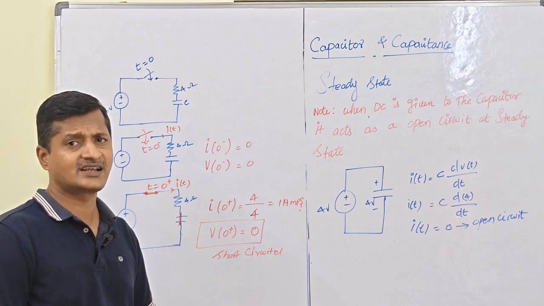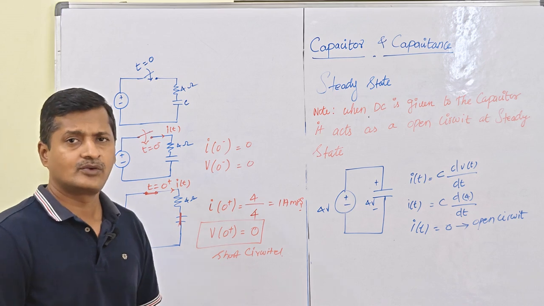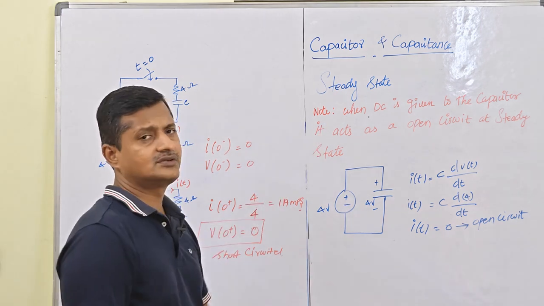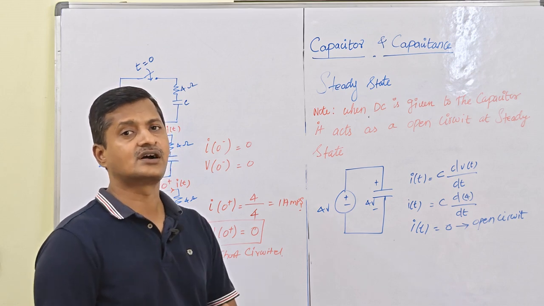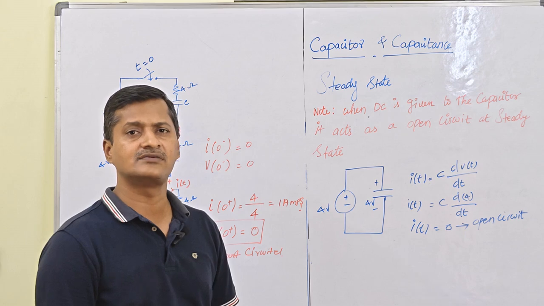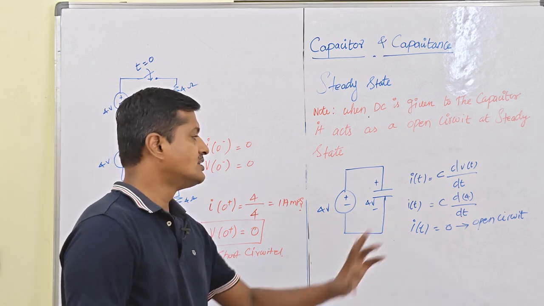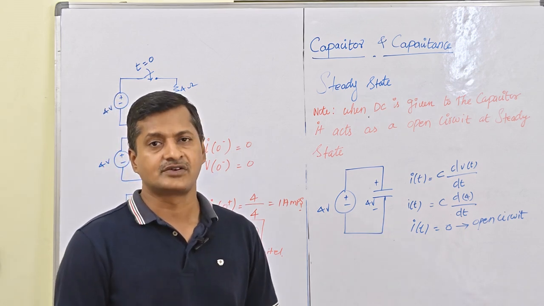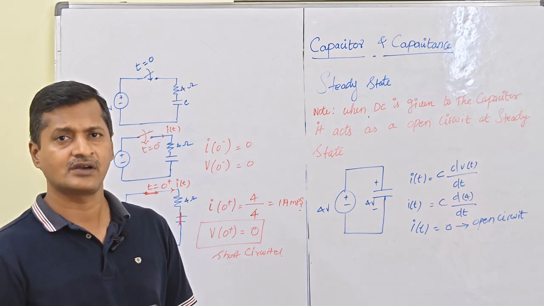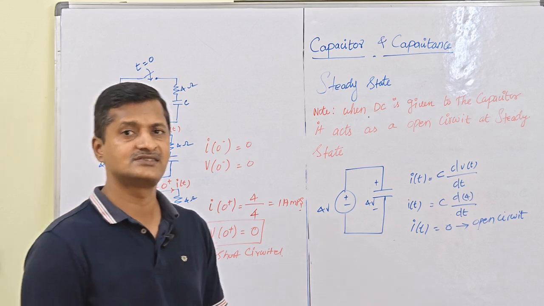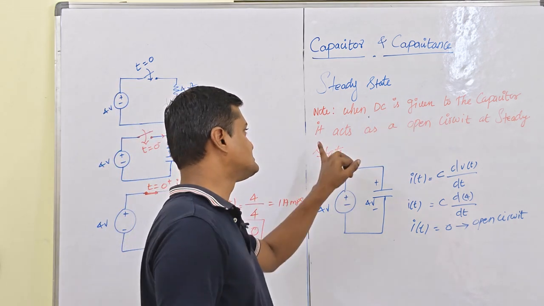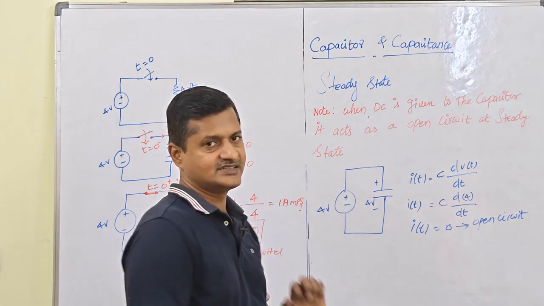Okay, in the steady state condition we are applying voltage. How does the capacitor function in steady state? When DC is given, that is, when a constant voltage is applied across the capacitor, the current will be 0. So current will be 0, which means it will act as an open circuit. The capacitor voltage value will be high, and it acts as an open circuit. For example, when DC is given to the capacitor, it will act as an open circuit at steady state.